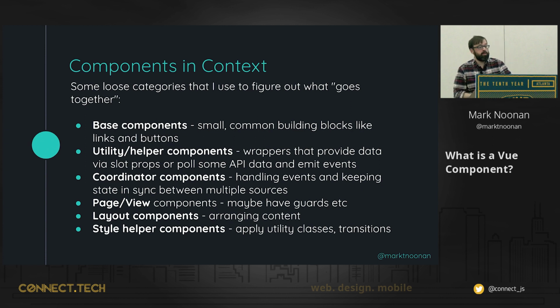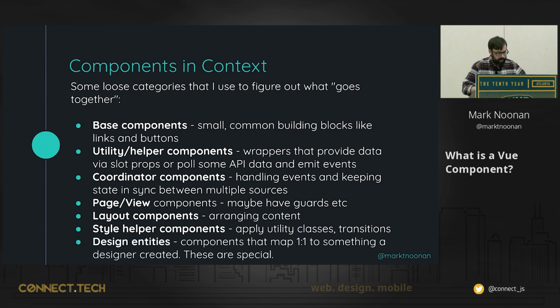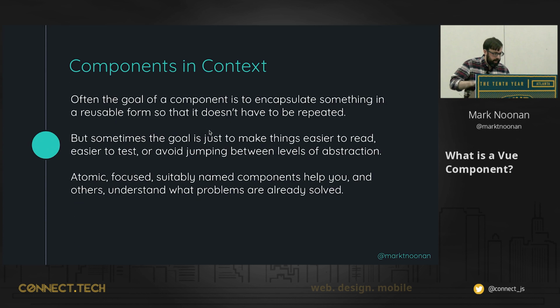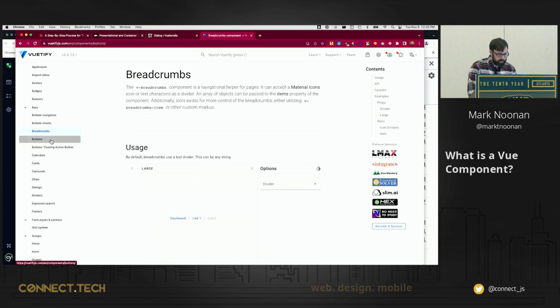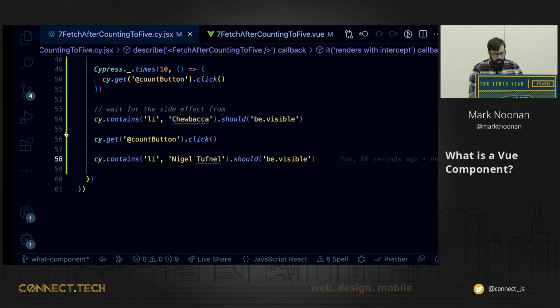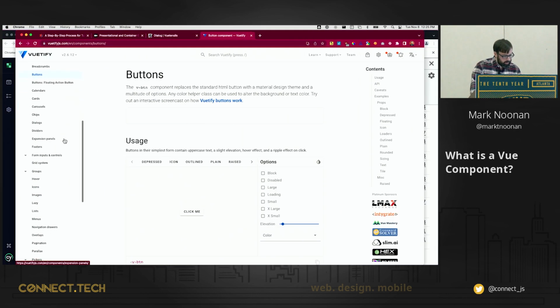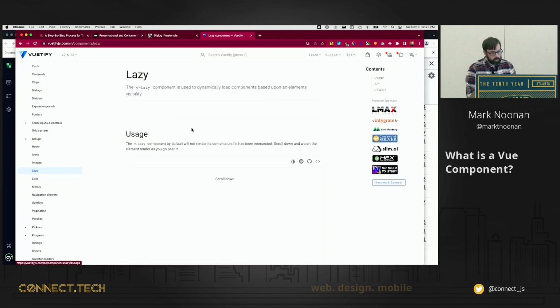If you're in a Tailwind-driven, utility-driven environment where you use that for everything, the recommended pattern is to create a Vue component that contains your list of utility classes to encapsulate some reusable CSS. And the last thing is design entities. These are a little bit different. These are special. Design entities would be something that's actually in the context of a component. I want to quickly look at the Vuetify example here, where we have buttons and breadcrumbs. These are examples of design entities. And then we have things that are more helpers, like the grid helper and the lazy loader component.